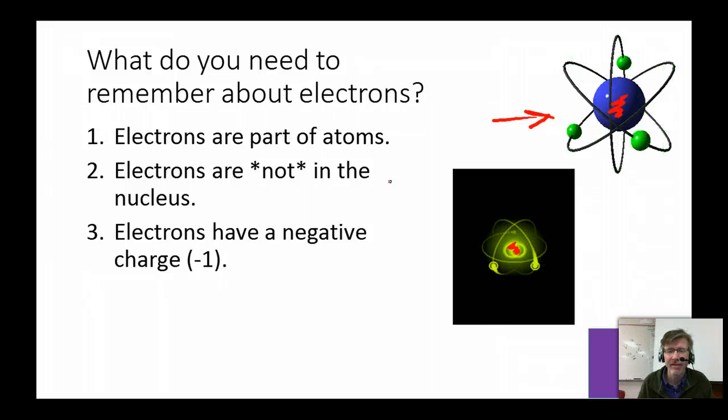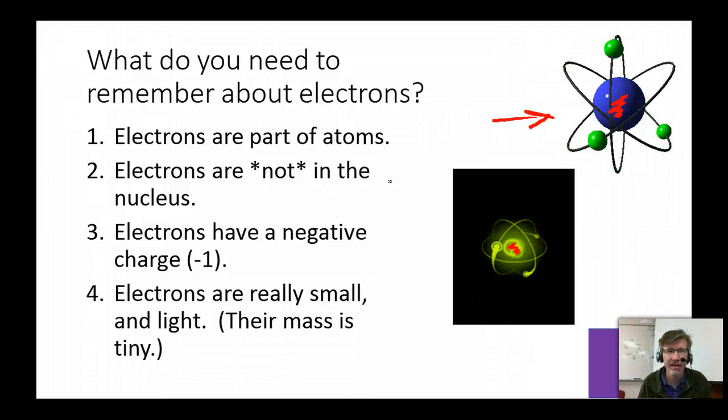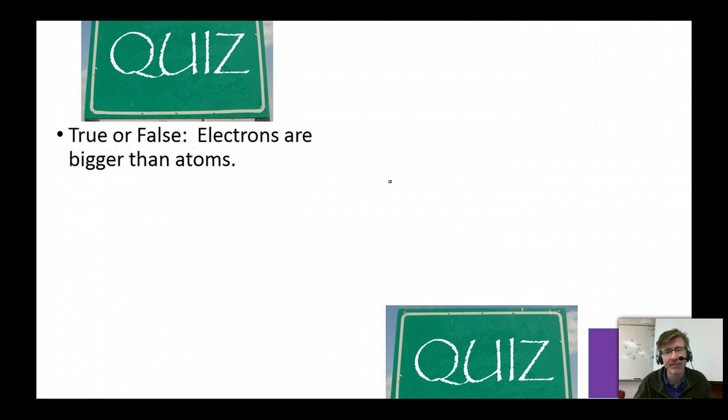Then, you need to know electrons have a negative charge. Protons have a positive charge. Electrons have a negative charge. And then, you need to remember that electrons are really small, tiny, and so their mass is kind of negligible relative to the mass of the whole atom. So, here's a quick quiz. Are you ready? You might want to stop after the questions and think about it if you need to.